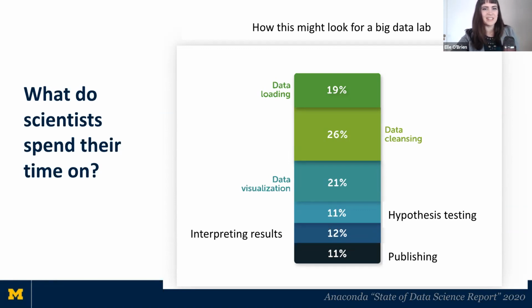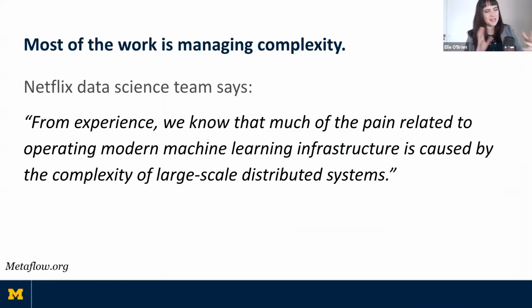And so, people have done a lot of thinking about this, and there's a lot of really insightful writing about this issue. And one that I think does it really well is from the Netflix data team. As you might imagine, their trove of data is just gigantic. And I think they put it really well: from experience, we know that much of the pain related to operating modern machine learning infrastructure is caused by the complexity of large-scale distributed systems.